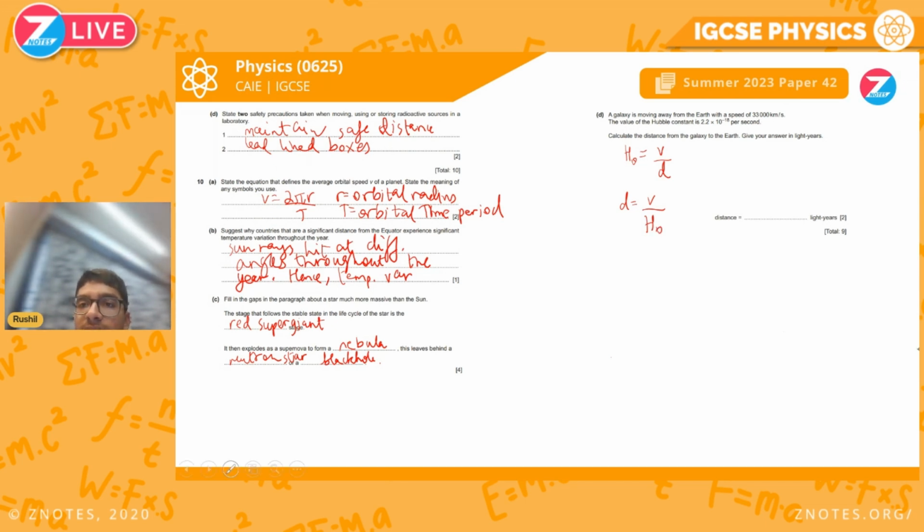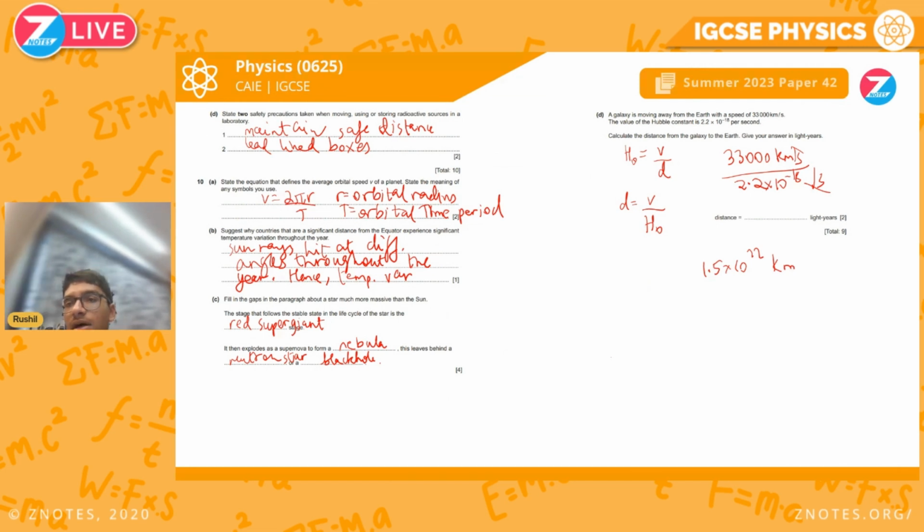So here the speed is 33,000 kilometers per second, and this is 2.2 into 10 to the power minus 18 per second. So the per second cancels out. 33,000 divided by 2.2 into 10 to the power minus 18 is basically 1.5 into 10 to the power 22. Sorry, it's 1.5 into 10 to the power 22 kilometers.